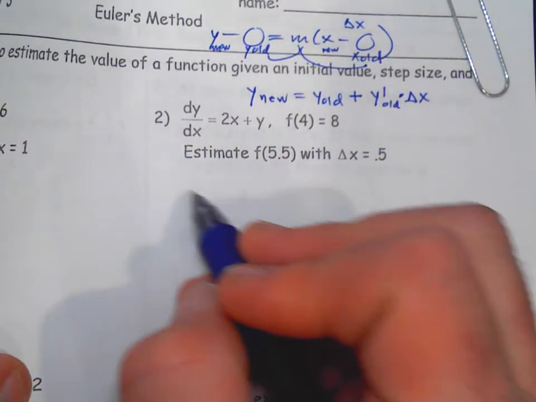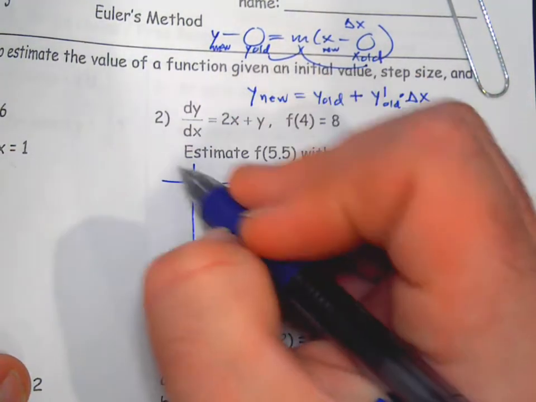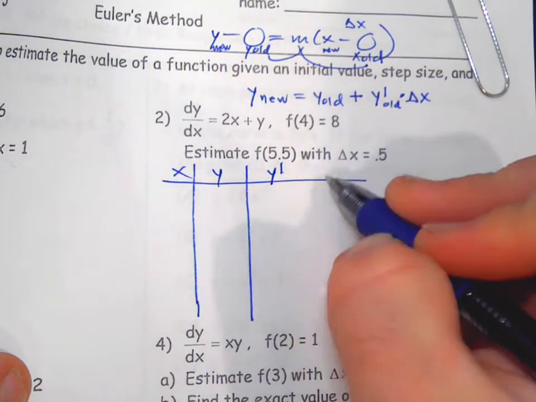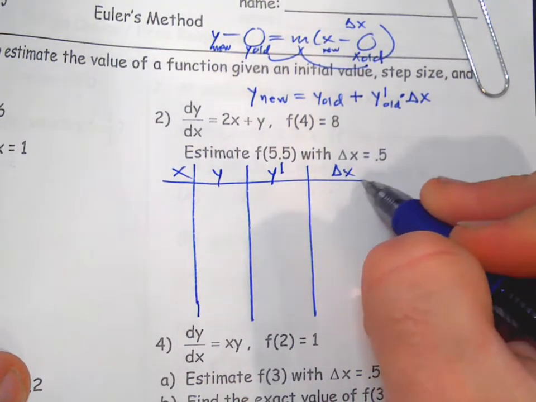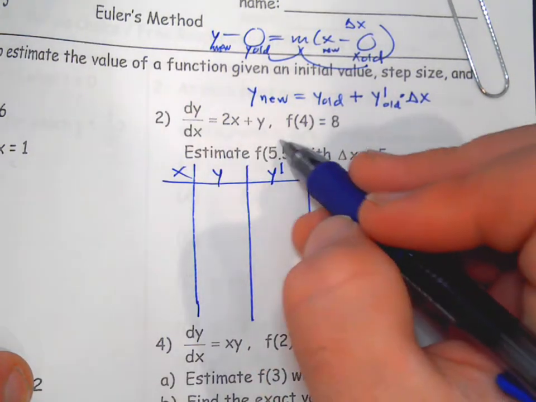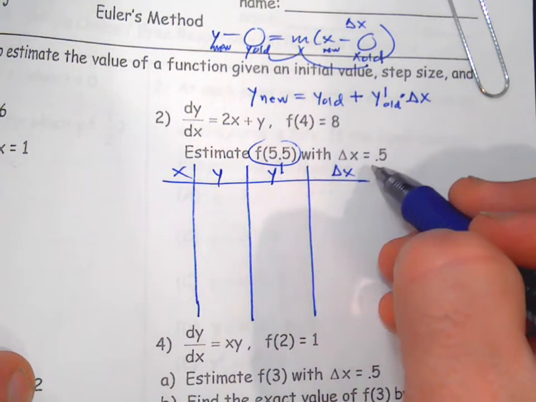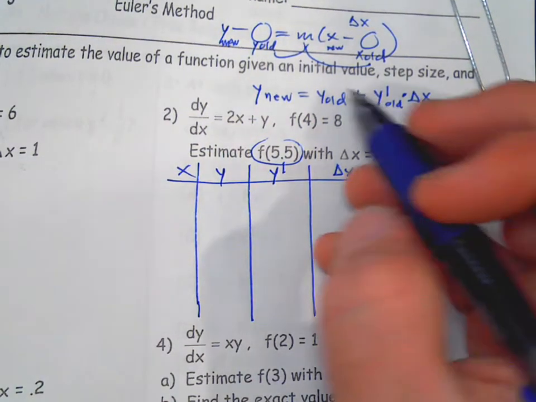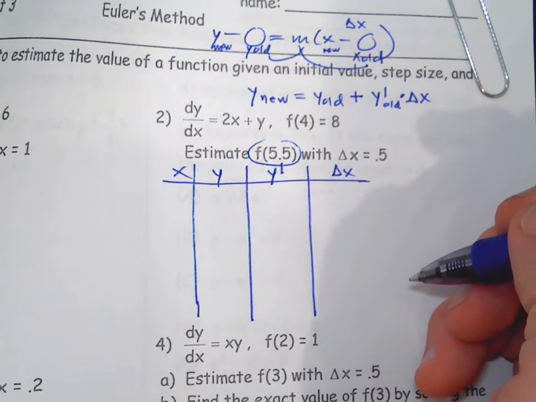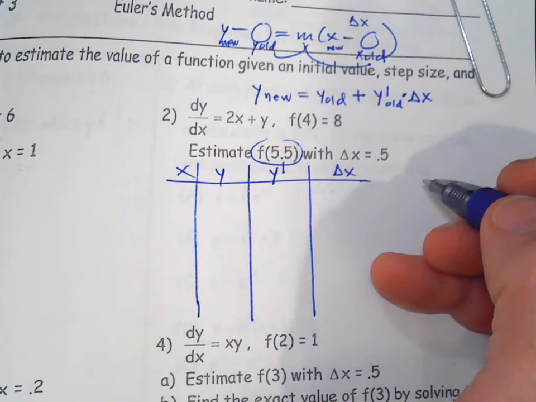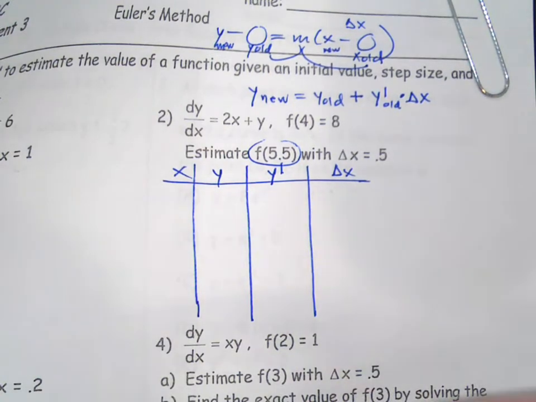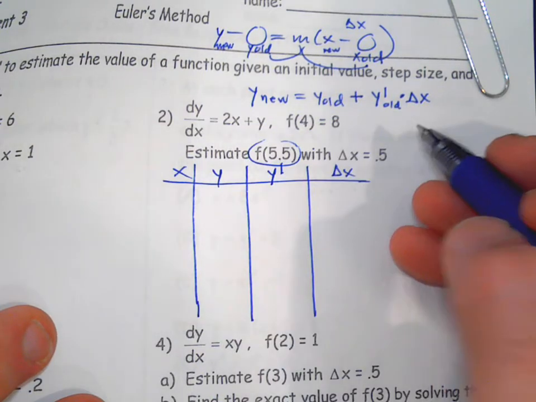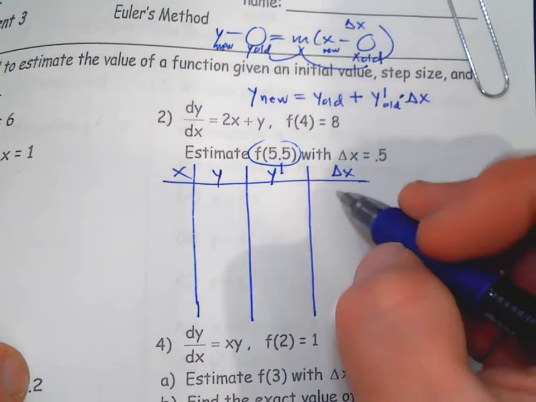So the table, we want to keep track of the x and y pair as we go, and then we need y prime, and then we need delta x. Now this time we're starting at 4 and going to 5.5 with delta x at 0.5. And so we're going forward now. Sometimes you could go backwards, and your delta x's would have to be negative, because x new minus x old would be negative going backwards, and you can totally do it. Usually we're going left to right, but you could go right to left. Your delta x's would be negative.